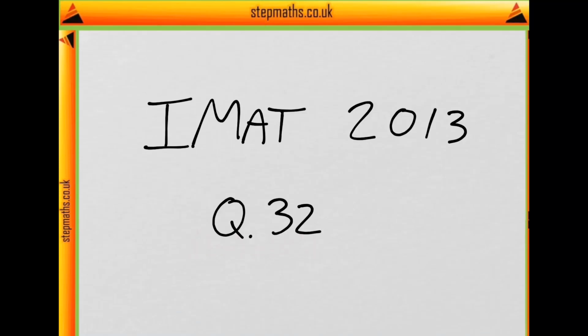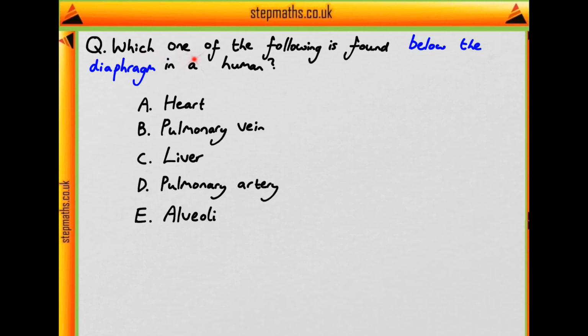This video is on question 32 from the 2013 IMAT paper. In this question we're asked which one of the following is found below the diaphragm in a human, and we're given the choices of heart, pulmonary vein, liver, pulmonary artery and alveoli.